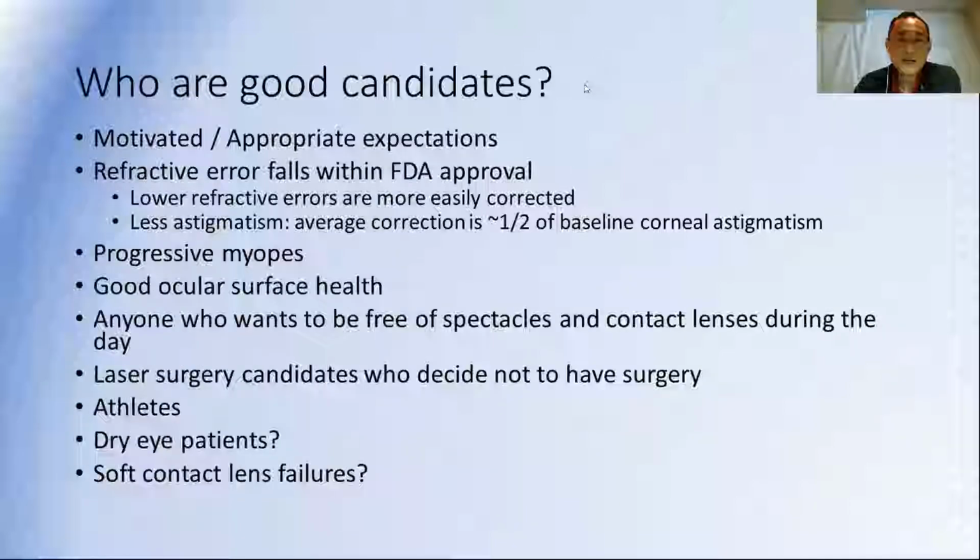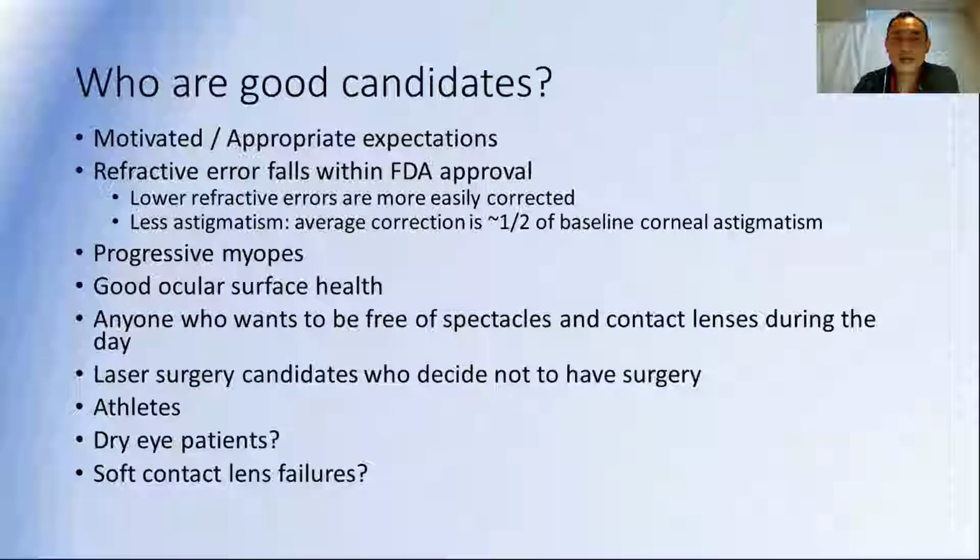Who are good candidates? Motivation and appropriate expectations are definitely important. Motivated because for the majority of patients, they will have to wear these lenses every night to maintain good vision and to maintain myopia control effects. If they are not motivated enough to wear them every night, it's not going to work.